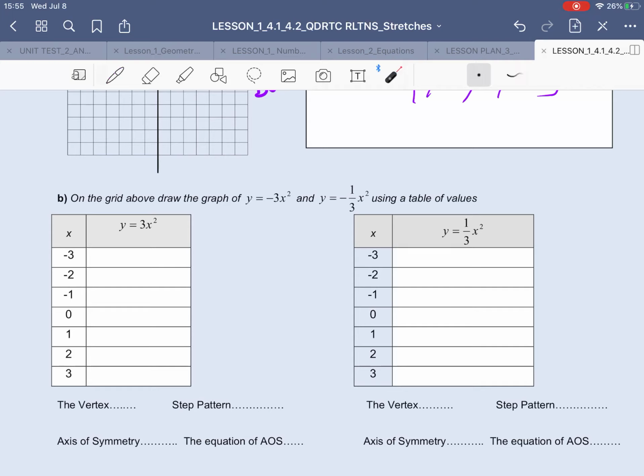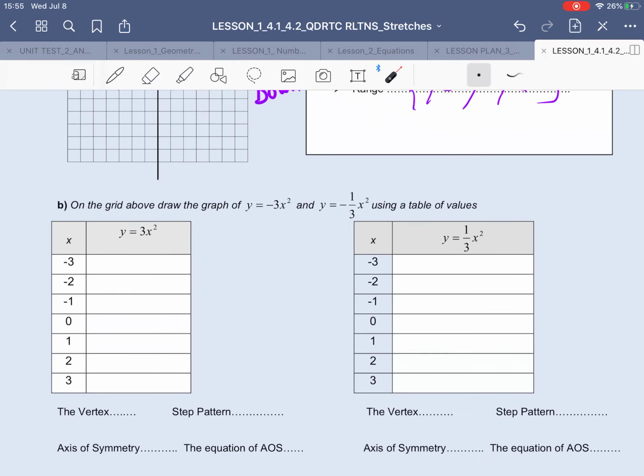On the grid above, we want to also draw the graphs of y equals -3x squared and -1/3 x squared. And you have probably realized by now what is going to happen. So we are not going to use the chart in this case. You can do so. You have the handout, so you can try it on your own. But I want us to kind of guesstimate what's going to happen.